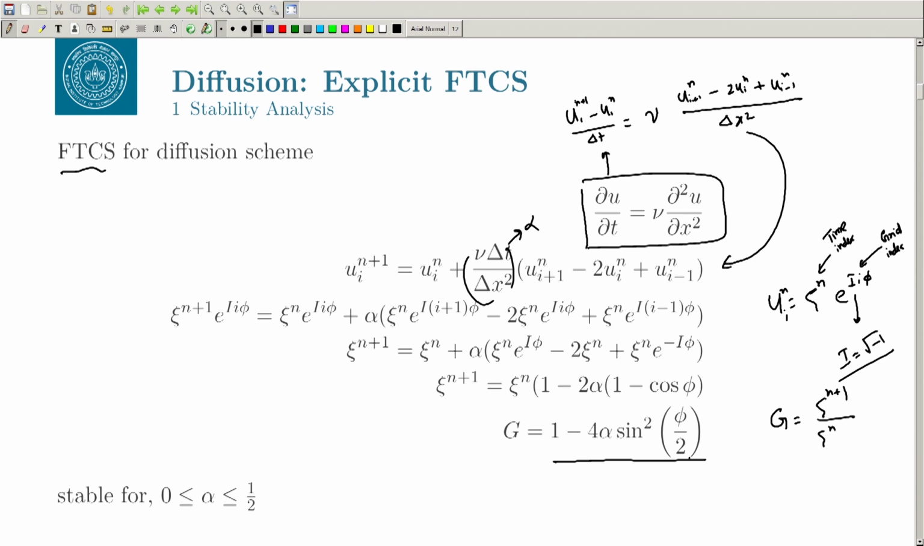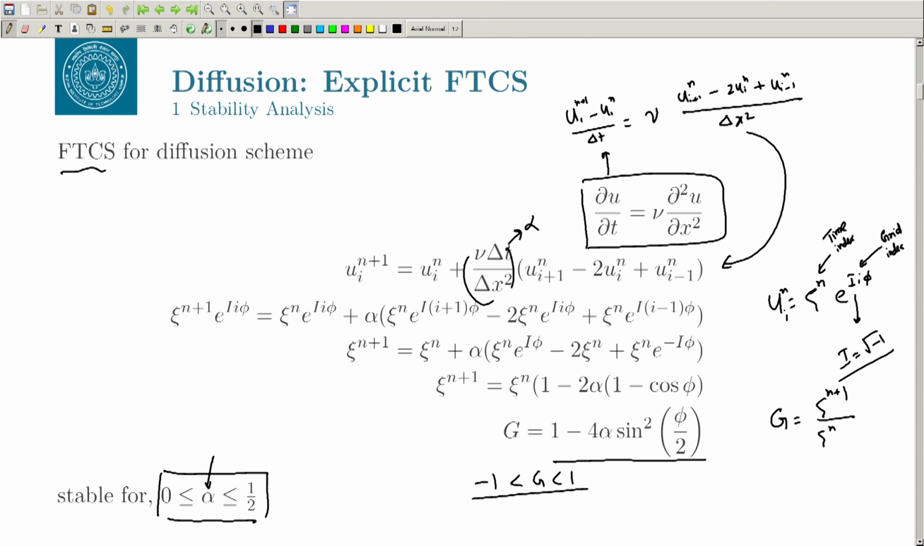And then you know that the magnitude of g cannot become greater than 1, so g should be between minus 1 and 1, and you will find out that this scheme, which is the FTCS scheme, is stable for alpha between 0 and 1 by 2. This is what we have seen earlier also while solving our diffusion problem using the finite difference approach. We saw that when the diffusion number alpha goes greater than half, you start seeing some wiggles and quickly it becomes unstable.